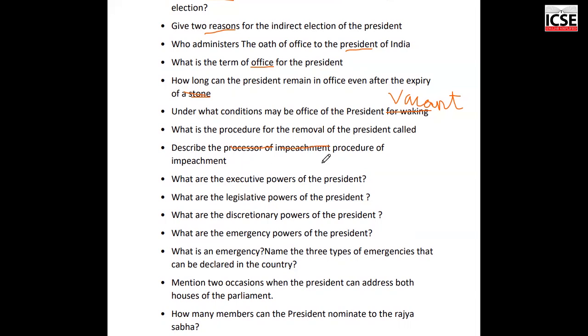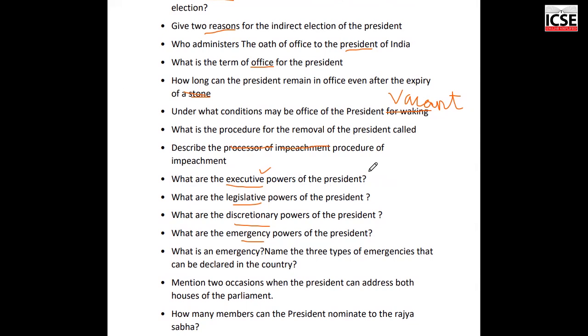Important. Now we come to the powers of the president. You must know executive powers, legislative powers, discretionary powers, and emergency powers. Executive powers are very easy to remember. Just remember, wherever the president is spoken of as being a head, or where he's making appointments, those become his executive powers. So he's the head of the union, he becomes the head of the state when there's a president's rule, he's the head of the union territories, he's the head of the border areas, or he makes appointments such as the appointment of the prime minister, appointing the chief justice of India. All these come under executive powers.